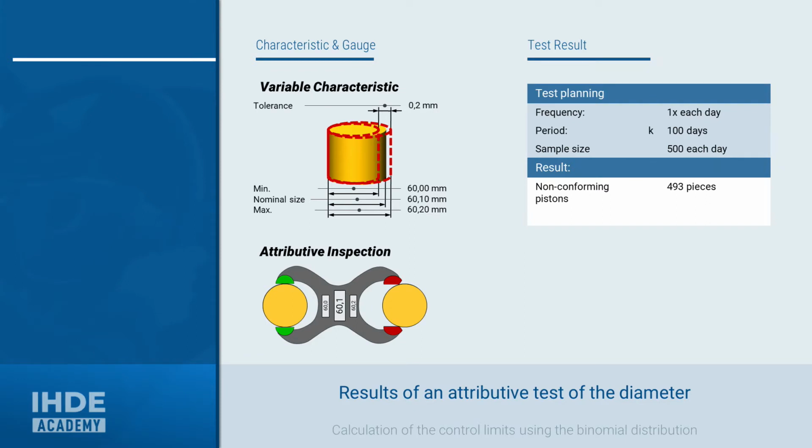The results of the tests are shown in the table on the right. According to the test plan, a random sample of 500 pieces was tested once a day. The period over which these tests were conducted was 100 days. A total of 50,000 parts were therefore checked. A total of 493 pistons were found whose diameters were either too large or too small. No further differentiation took place.